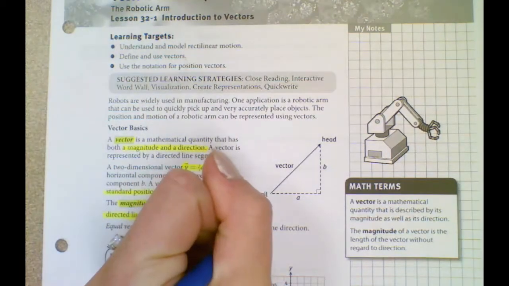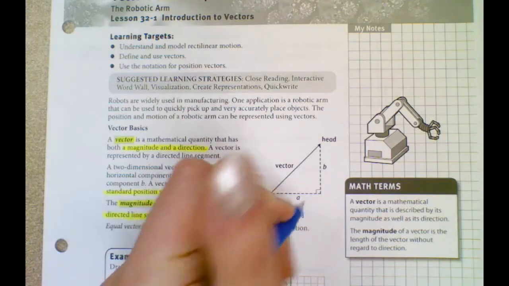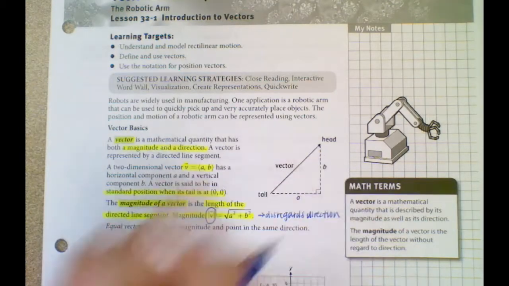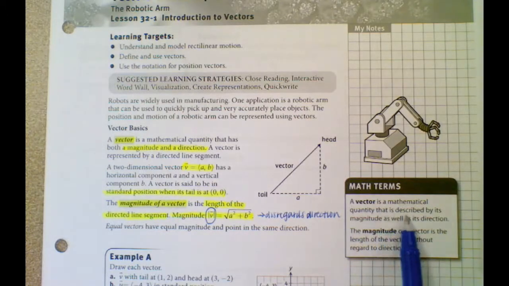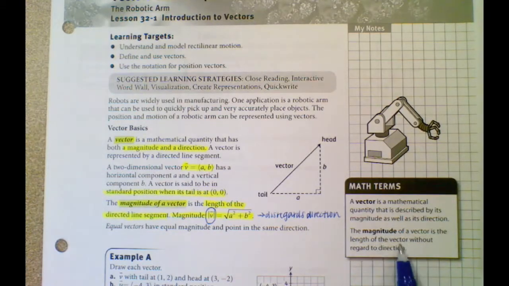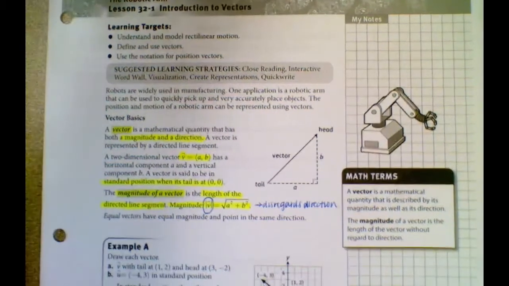Magnitude disregards the direction of the vector, and that is said over here with the math terms. It says a vector is a mathematical quantity that's described by its own magnitude and direction. We said that. The magnitude of the vector is the length of the vector without regard to the direction. So for magnitude, we just need to disregard the direction. You do have to know the magnitude formula. We will not give that to you on a test or a quiz, so you do need to memorize that.